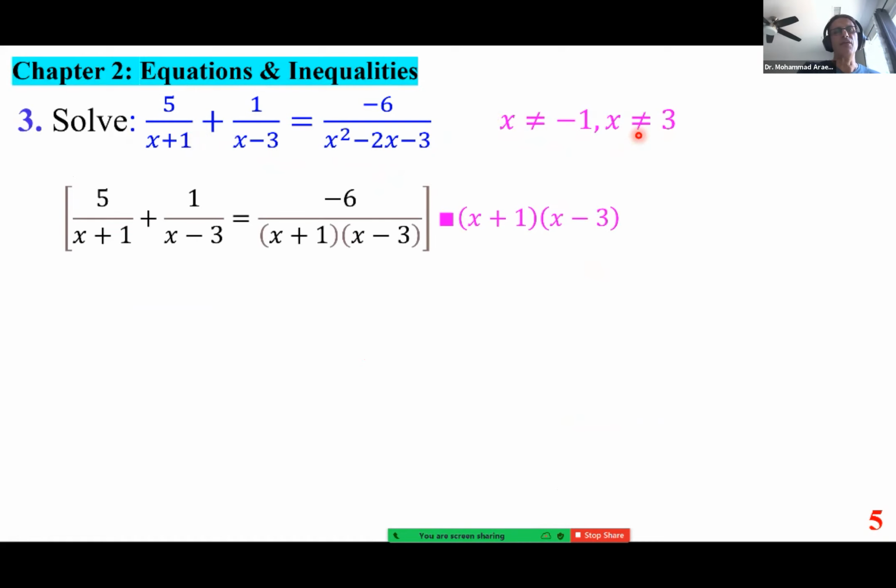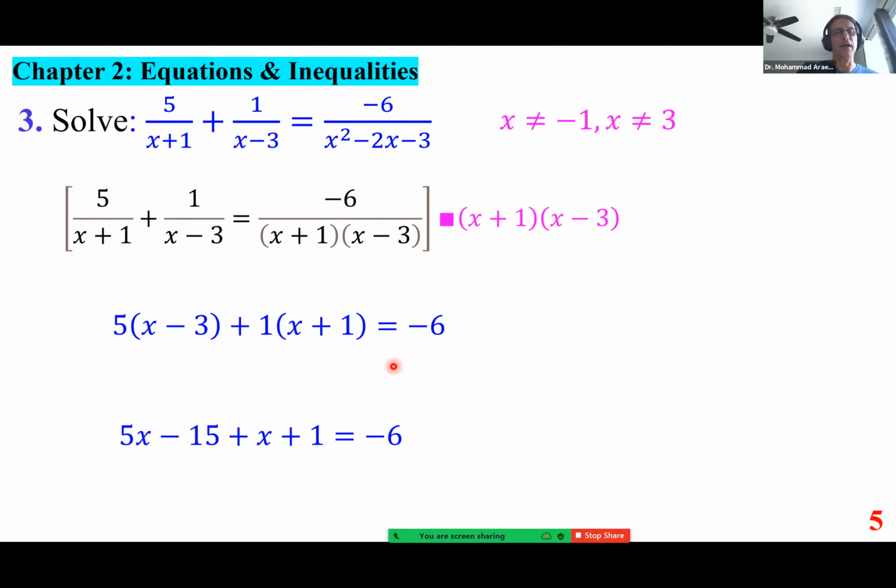Now we are factoring the last denominator, and we are multiplying both sides of this equation by this LCD, the least common denominator. So when we multiply the first fraction by it, we get 5 times x minus 3. When we multiply by the second one, we get plus 1 times x plus 1. And the right side is just the numerator because this cancels out this one. This becomes a very simple case of a linear equation. We are going to distribute: 5x minus 15 plus x plus 1.